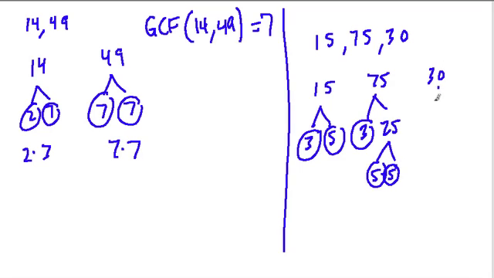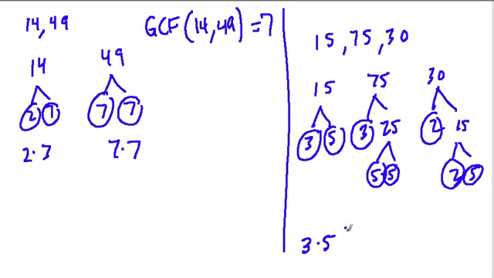And 30 is equal to 2 times 15. 15 is 3 times 5, right? So 2 times 3 times 5. So I'll write these out. 15 is 3 times 5. That's my separating line. 75 is 3 times 5 squared. And 30 is 2 times 3 times 5.